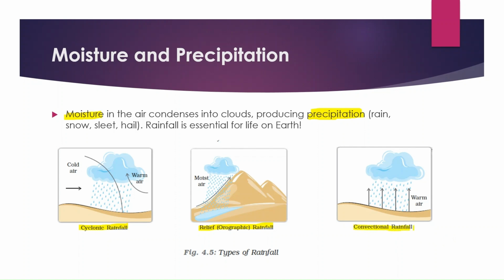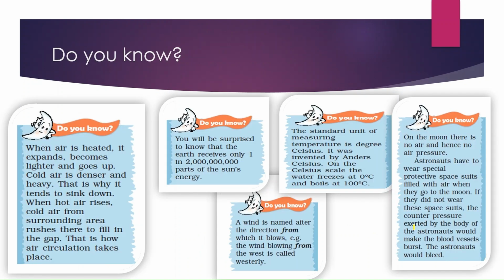Do you know what causes the air circulation? When air is heated, it expands since it becomes lighter. It goes up. And cold air, which is denser and heavy, sinks down. So when hot air rises, cold air from the surrounding areas rushes to fill in the gaps. So this is how air circulation happens.